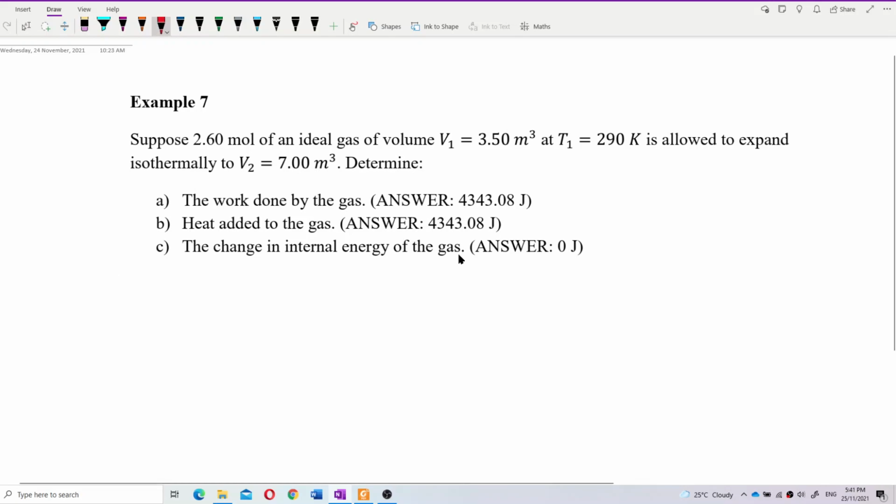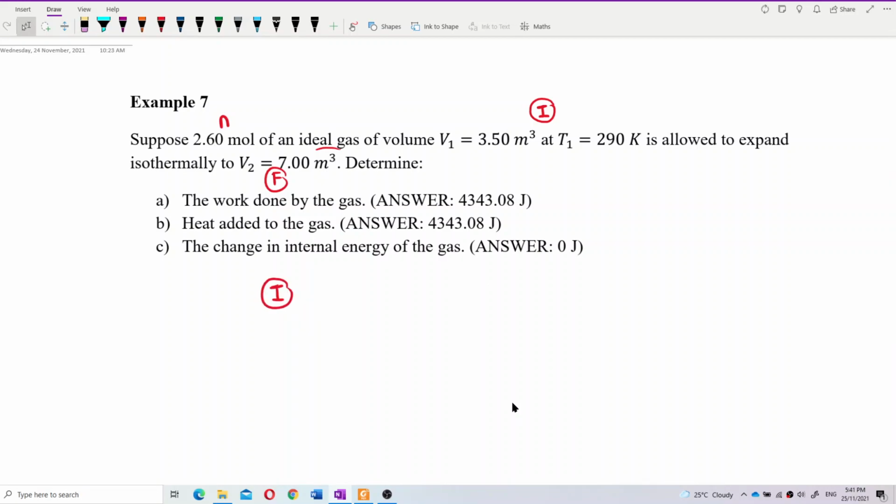Okay, good. So let's summarize what information is given. We have the number of mole, ideal gas. We have the volume V1 and T1, and we have V2. So we have two conditions: this is the initial condition, and this is the final condition. This is important. So later on we should separate it into two sides, initial and final. We can put this as 1, this as 2.